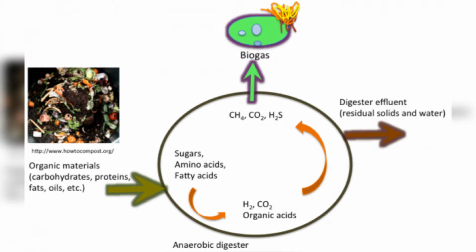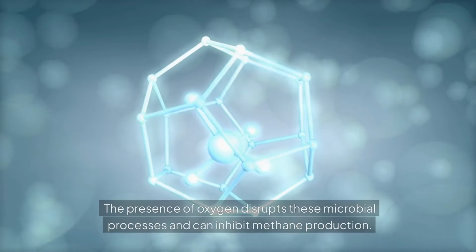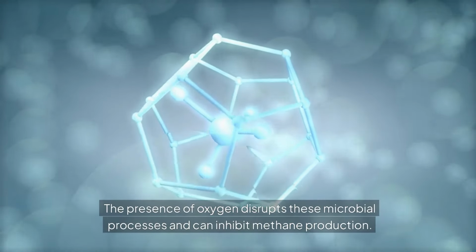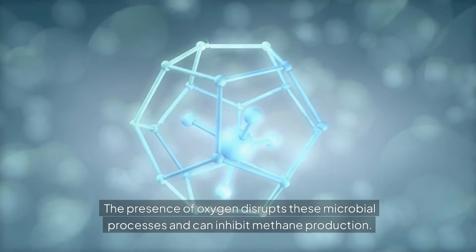Anaerobic digestion relies on anaerobic microorganisms, bacteria and archaea, that thrive in environments without oxygen. These microorganisms break down organic material to produce biogas, which is primarily composed of methane and carbon dioxide. The presence of oxygen disrupts these microbial processes and can inhibit methane production.